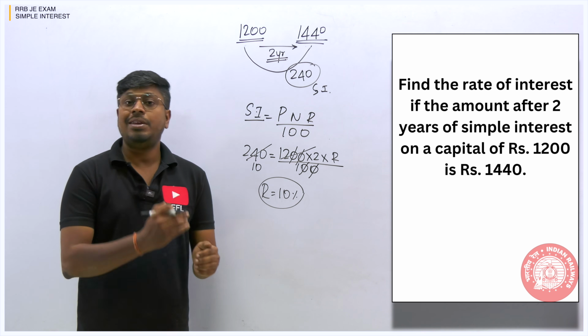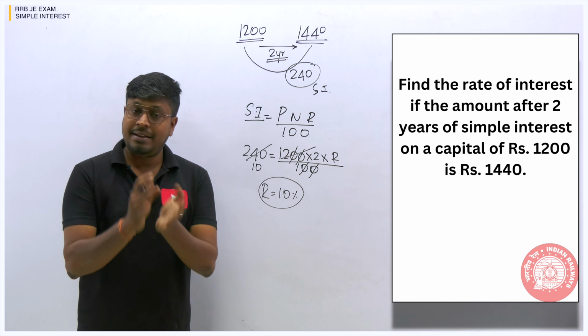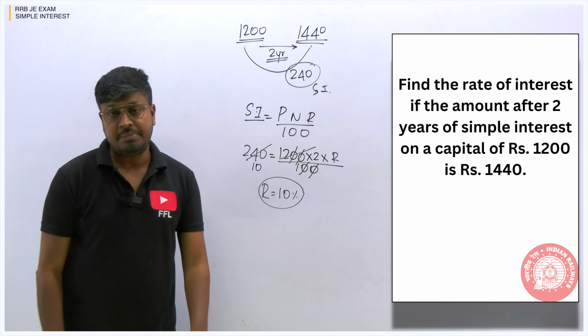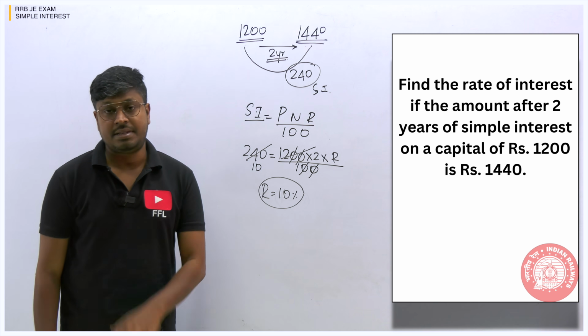So this comes only when you practice more number of questions. You can't just find it like that. It takes time, but if you practice more number of questions, then solving it will be very simple. So the answer for the second question is that the rate of interest is 10%.